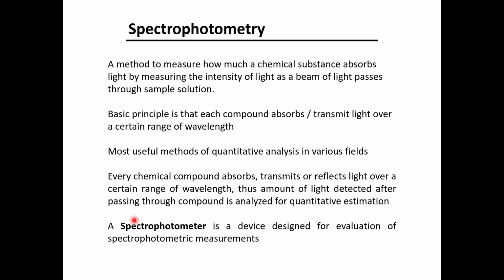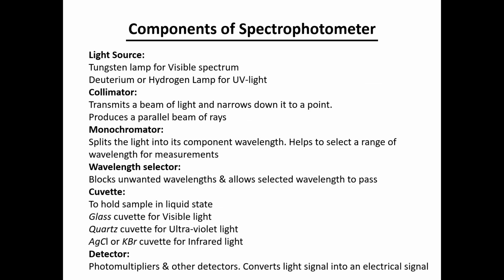Every chemical compound absorb, transmit, or reflect light over a certain range of wavelength. So, thus, amount of light detected after passing through a compound is analyzed for quantitative estimation. Therefore, spectrophotometer is a device designed for evaluation of spectrophotometric measurement. There are some component of spectrophotometer.